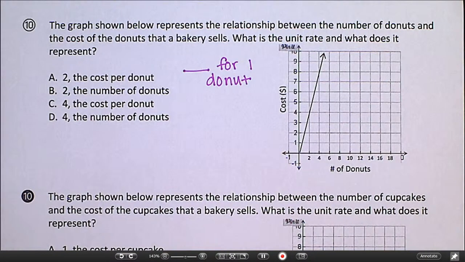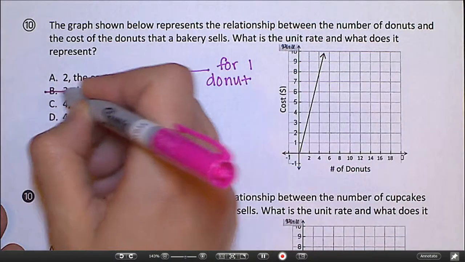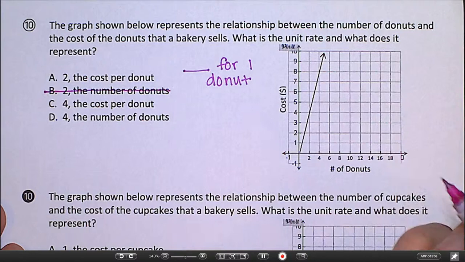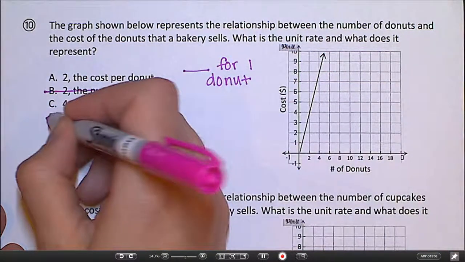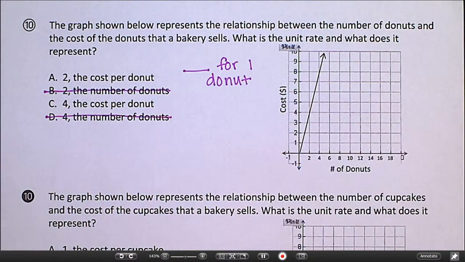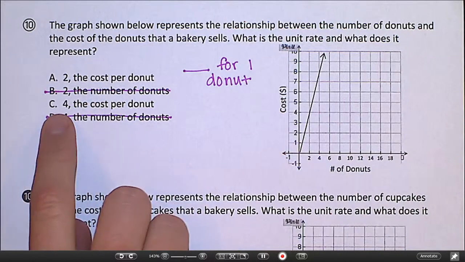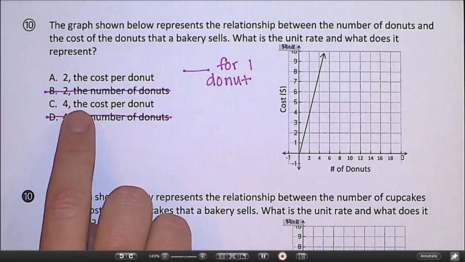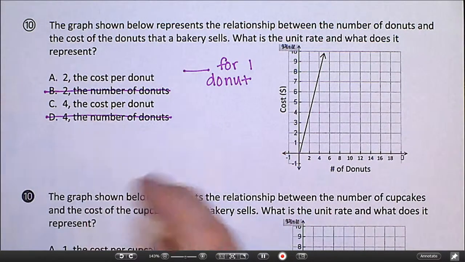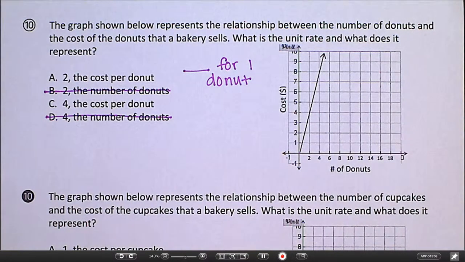So let's think about it logically. How much for one donut? So that means that I can get rid of B and I can get rid of D because I need it to be the cost per donut. Cost for one. So now I have it narrowed down to two answer choices. And is the cost $2 per donut, or is the cost $4 per donut? Well, let's look at our graph a little bit more closely.